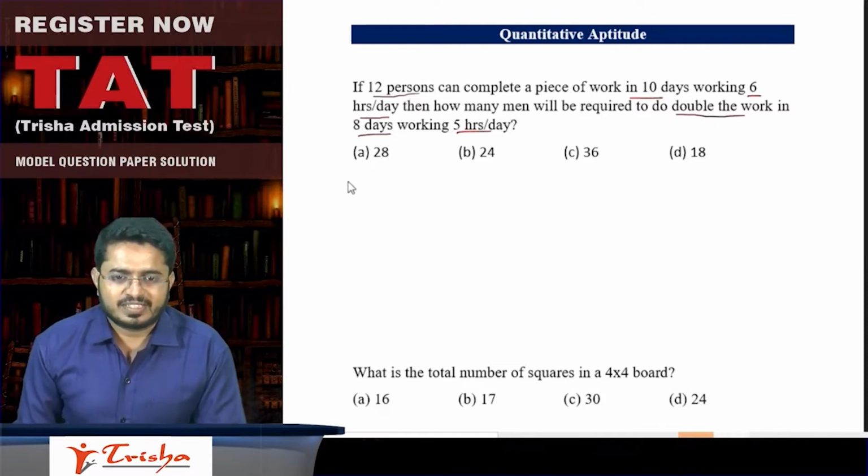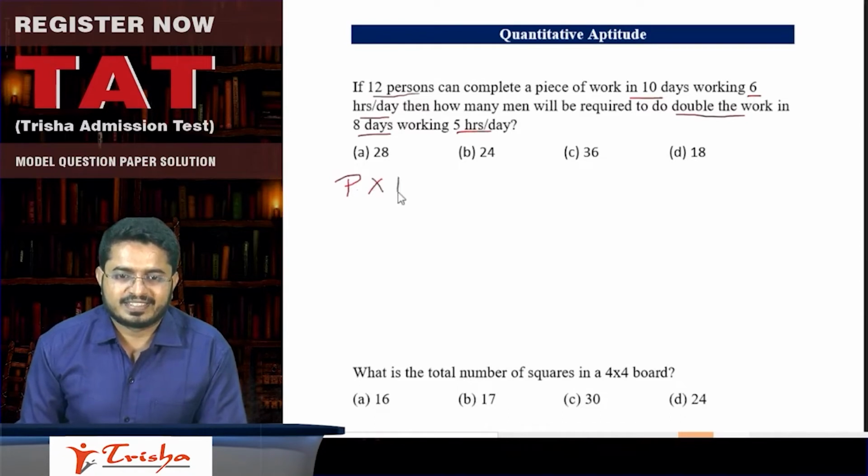Very simple. Just plug in this formula. And this formula, you need not remember also. See, P for people, persons, into days, that is D, and then time, that is hours, H, divided by total work.